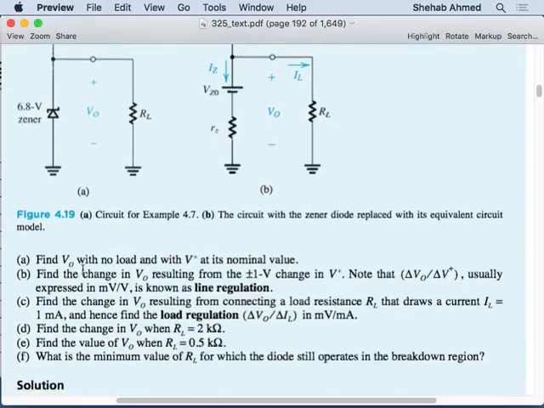They're asking us, okay, find the output voltage with no load, and then with nominal voltage, and then I'm sure they're asking us to look at the effect of the plus minus 1 volt change, and then connect the load and look at what happens to the output voltage. Change the load, see what's happening to the output voltage, change the load again, see what's happening. If you keep changing the load, what's going to happen?